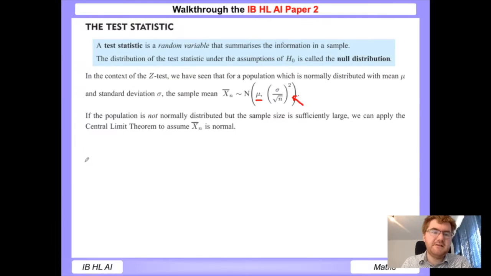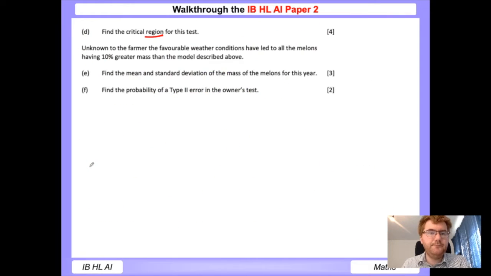Okay, right, part E. So, unknown to the farmer, the favourable weather conditions have led to all the melons, that's good, having 10% greater mass than the model described above. Find the new mean and the new standard deviation of the mass of the melons for this year. Now, they're being a bit tricky with this question because it's 10% greater mass. They haven't said it's increased by 10 kilos, for example, big melon. If it said increased by 10 kilos, then the mean would increase, but the standard deviation wouldn't.